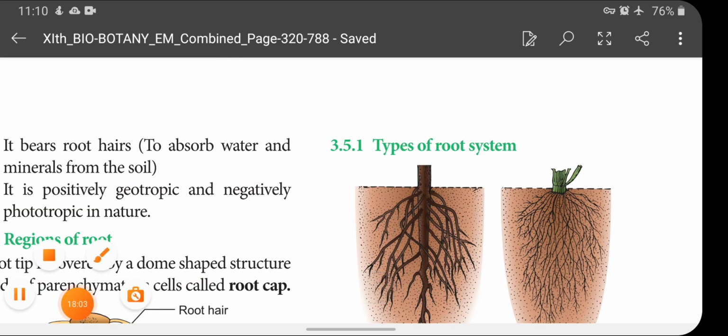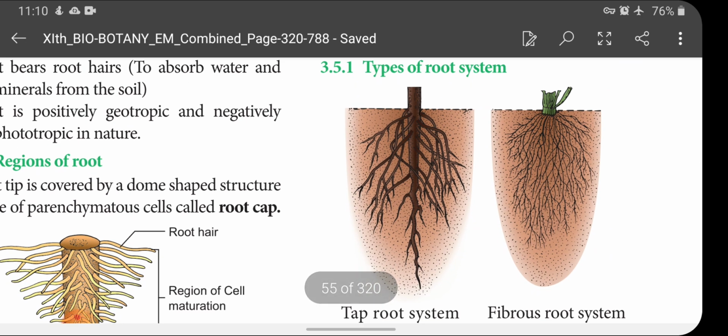As you know very well, there are two types of root system: taproot system and fibrous root system. Taproot system is a characteristic feature of dicotyledonous plants, and fibrous root system is a characteristic feature of monocotyledonous plants. In the taproot system, the primary root which emerges from the radicle grows downwards. From the primary root, secondary roots arise. From the secondary roots, tertiary roots arise, and they form a network of structure. And this is called what?